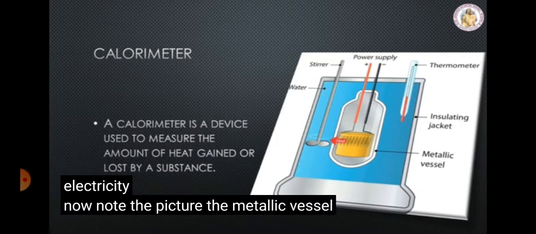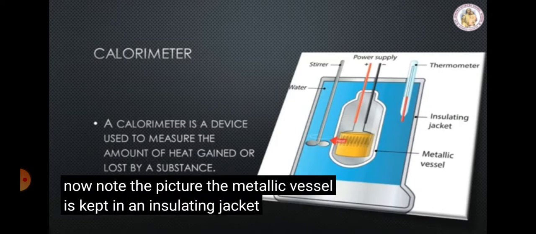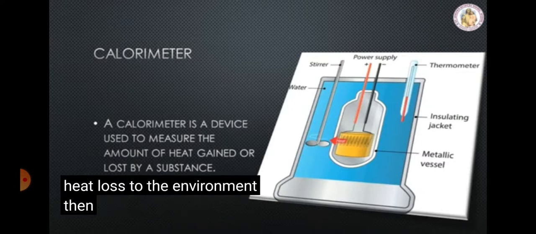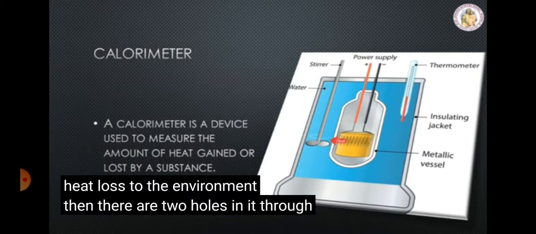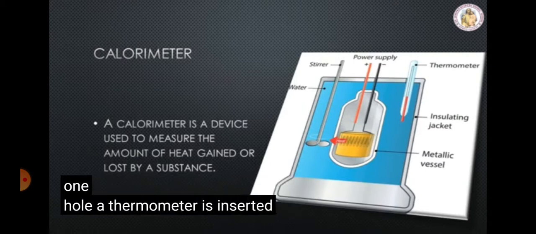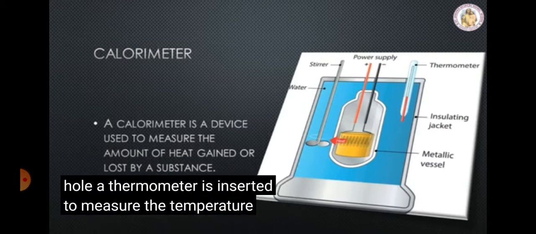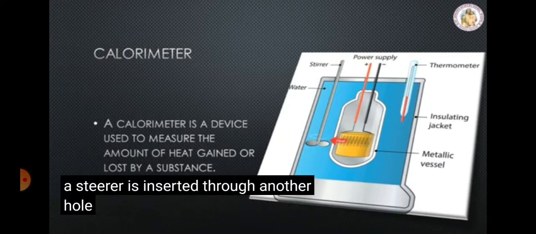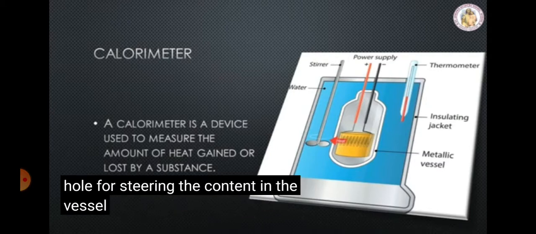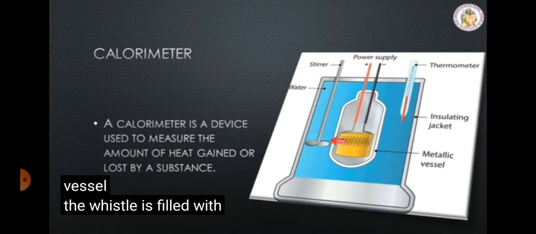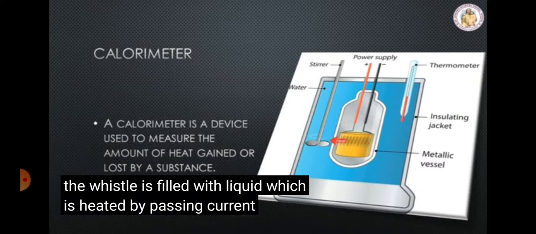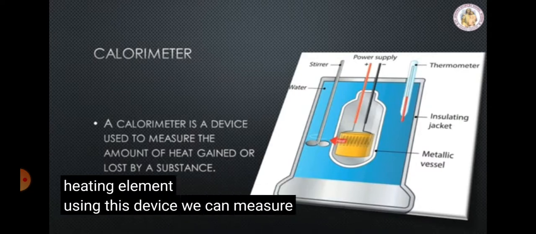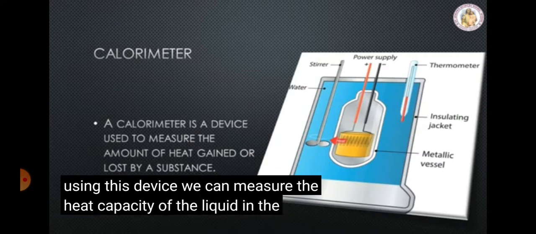The metallic vessel is kept in an insulating jacket to prevent heat loss to the environment. Then there are two holes in it. Through one hole, a thermometer is inserted to measure the temperature of the contents. A stirrer is inserted through another hole for stirring the content in the vessel. The vessel is filled with liquid which is heated by passing current through the heating element. Using this device, we can measure the heat capacity of the liquid in the container.